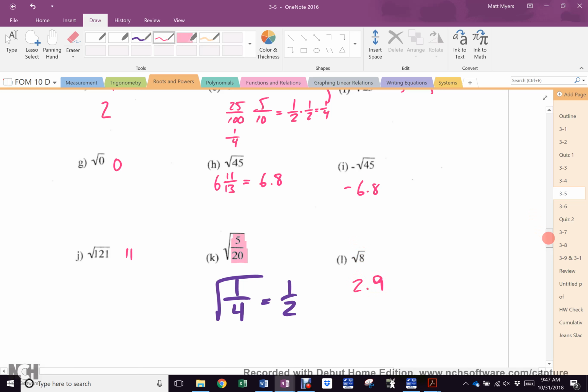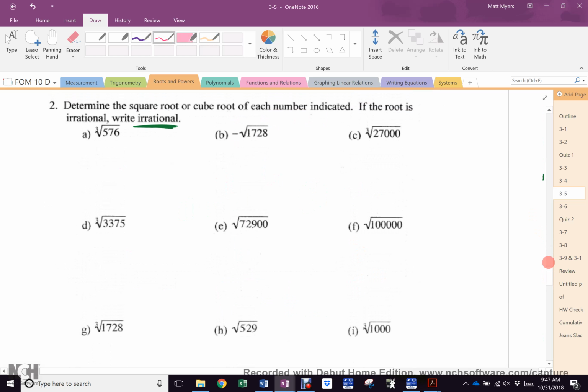Okay, second page, I said you got to use your calculator. Is there a cube root of 576? No. So that, all you had to write was irrational. Is there a cube root of 1728? Or a square root of 1728? I don't know, is there? Well, don't erase it. Maybe you're right. They could all be wrong. But it's math. It can't.